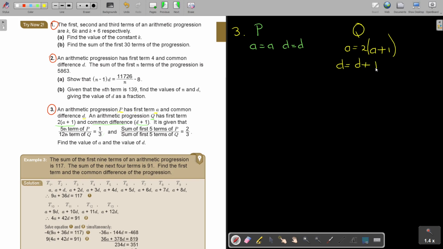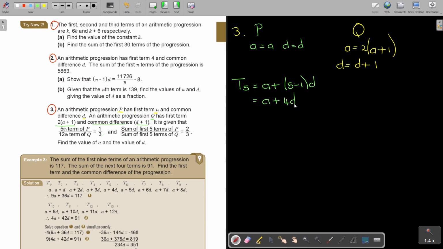Now let's start with the fifth term of P. So let's create T5. It's equal to A plus (5 minus 1)D. So it's equal to A plus 4D.